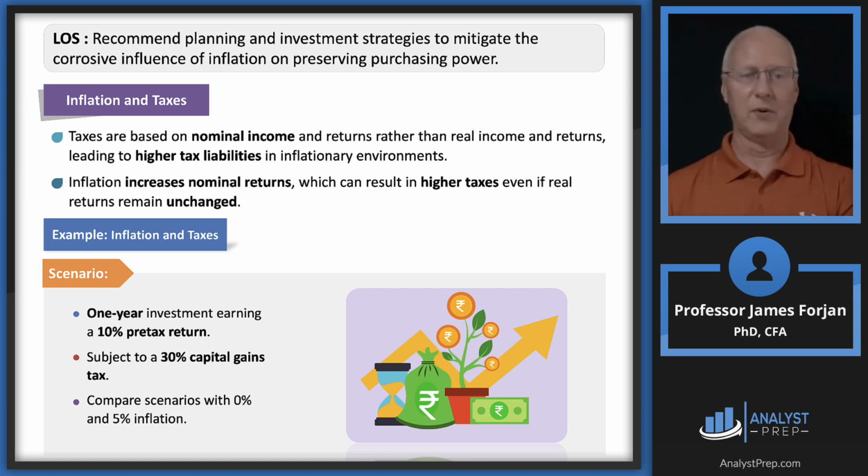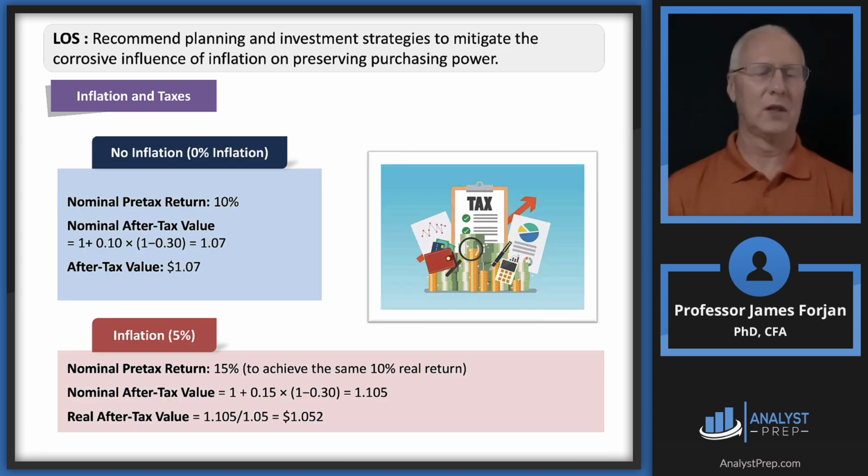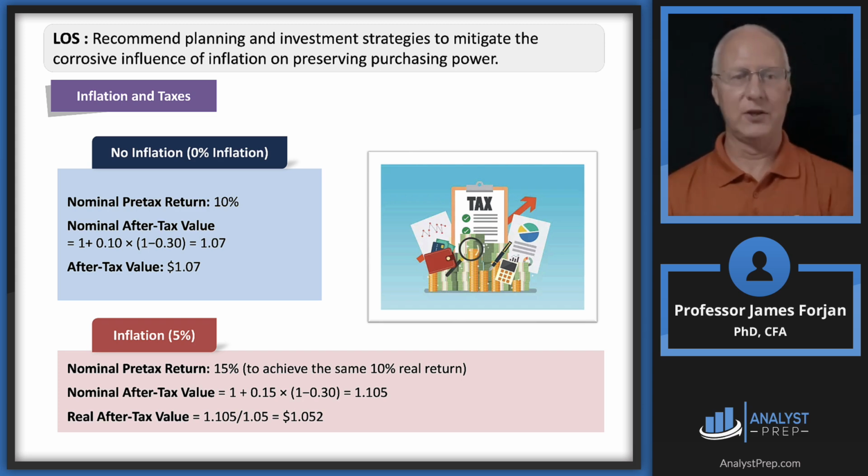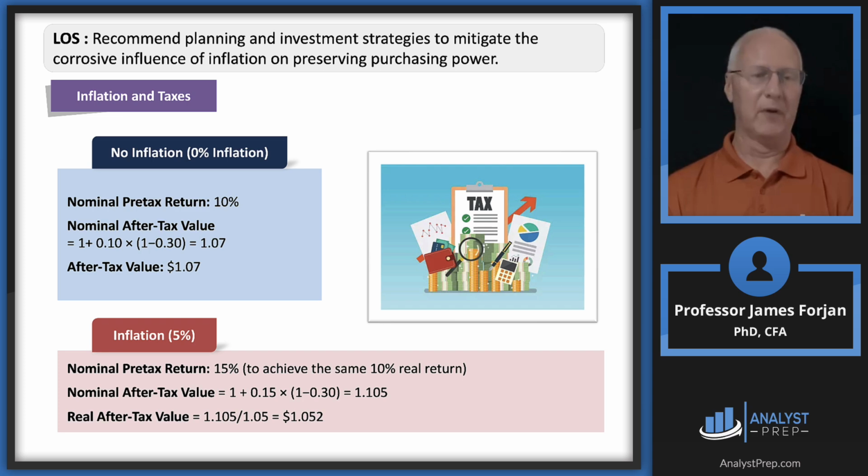Let's work through an example here. 10% pre-tax return, 30% capital gains. Let's do a couple of scenarios. Suppose we have no inflation and a nominal pre-tax return of 10%. If we invest $1, we'll have $1.10 at the end of the year, but we'll have to pay 3 cents on that 10 cents of income or return. So we're left with an after-tax future value of $1.07. That should make perfect sense.